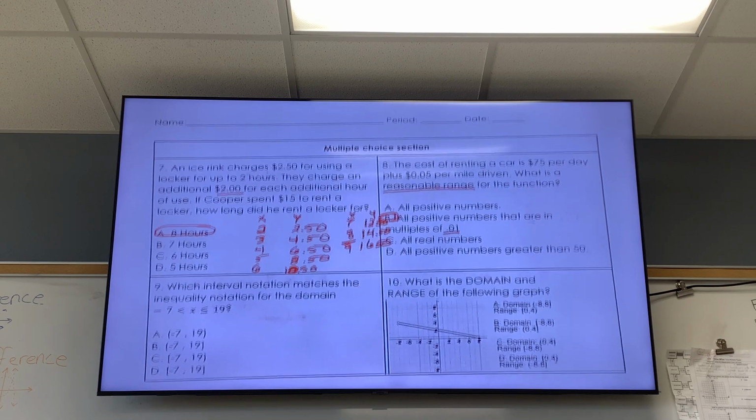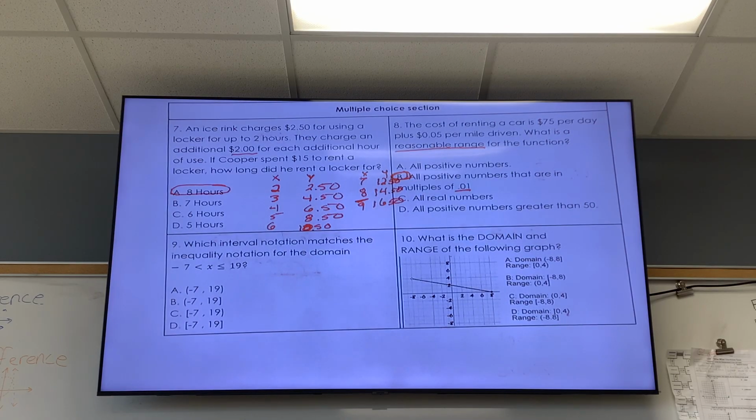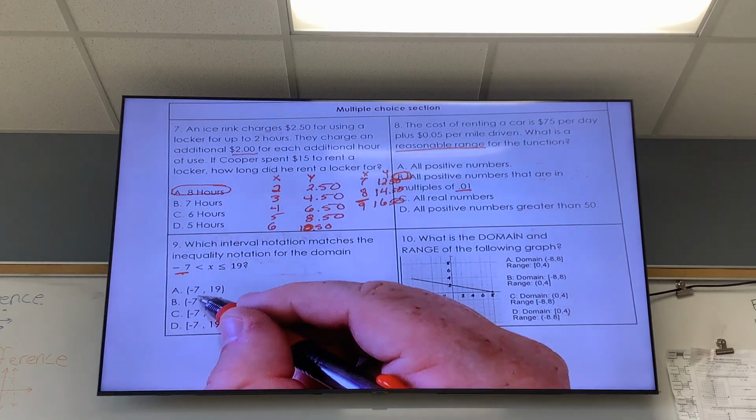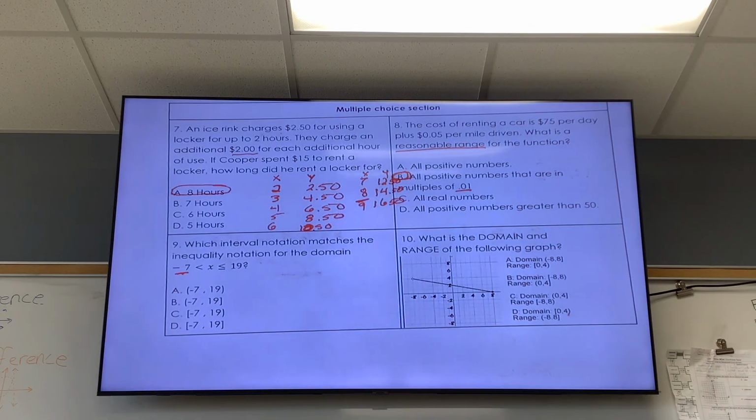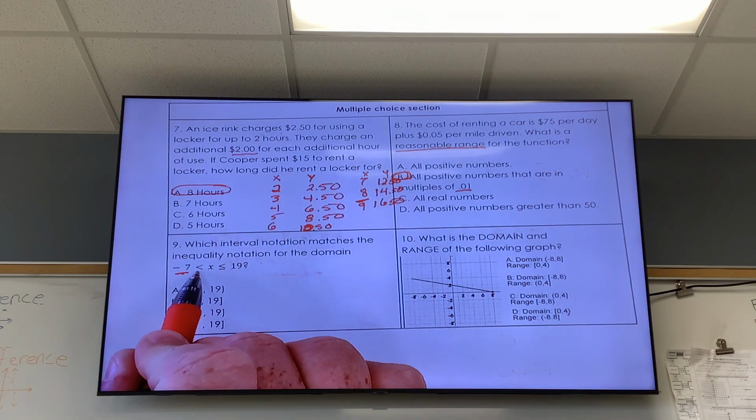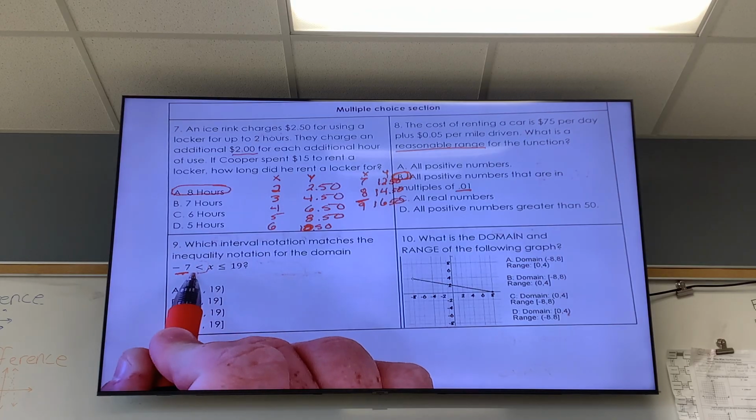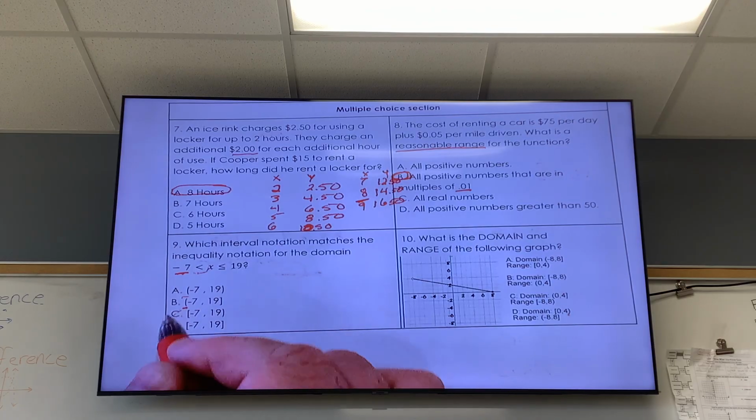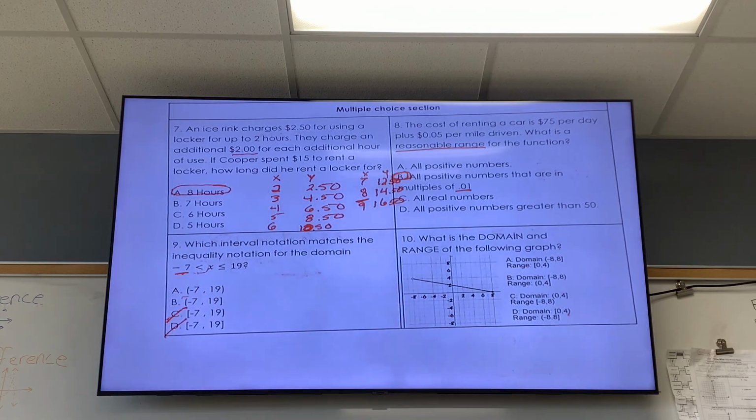Okay. For number 9, it says, which interval notation matches the inequality notation for the domain -7 is less than x is less than or equal to 19. So the first thing we're going to do is look for a lower limit of -7. All of these have a lower limit of -7. But because we are excluding our -7, we need to make sure that we're using parentheses. We have parentheses here and here. So that means we can cross off C and D.